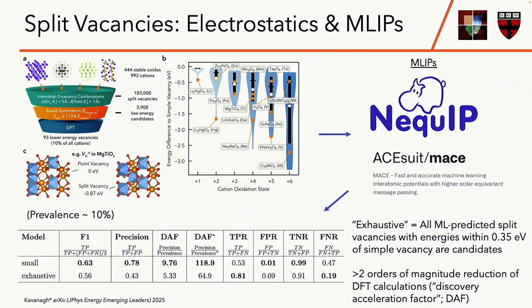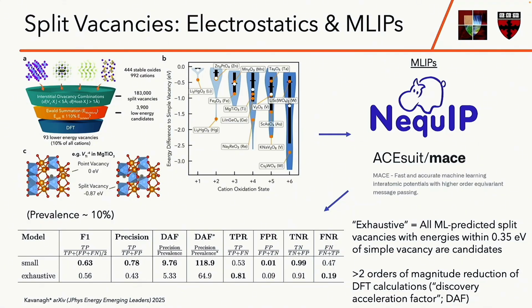If I try and take a more exhaustive approach where I want to favor identifying as many split vacancy geometries as possible, and so consider all machine learning predicted split vacancies with energies within 0.35 electron volts of the split vacancy or of the simple vacancy state, this then increases to a true positive hit rate of over 80%.